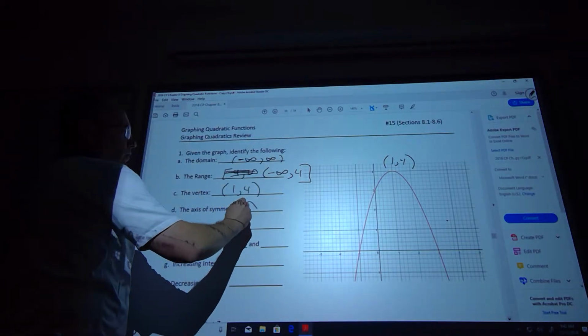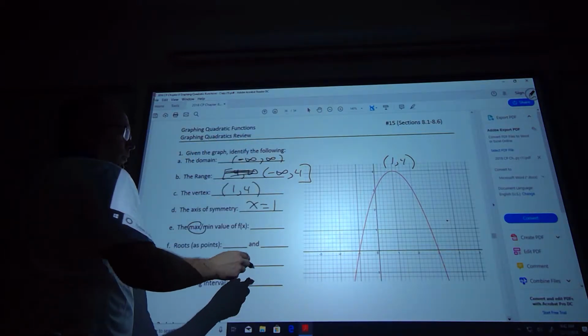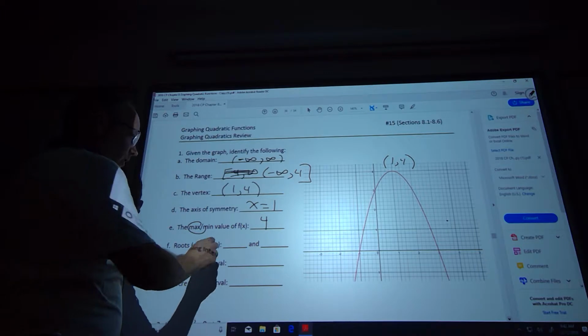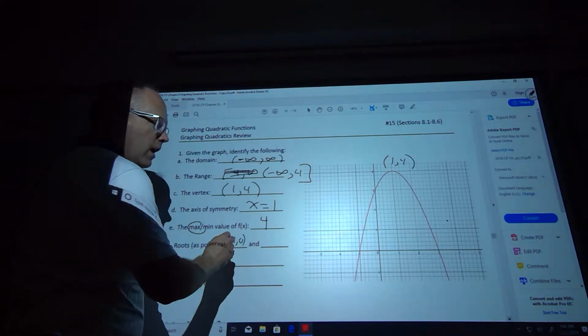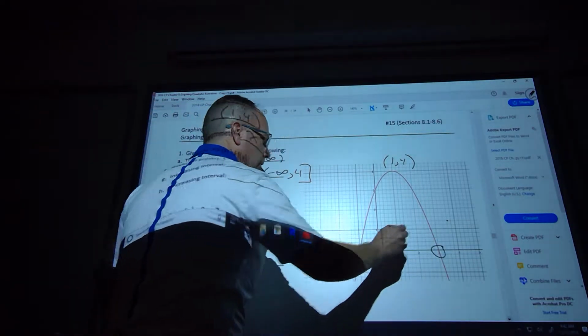Axis of symmetry is x equals 1. The maximum, this is going to be a max value because it opens downward. My max value is 4. And then the roots, it looks like I have them at negative 1 comma 0 and at 3 comma 0. That's where it crosses here and here.